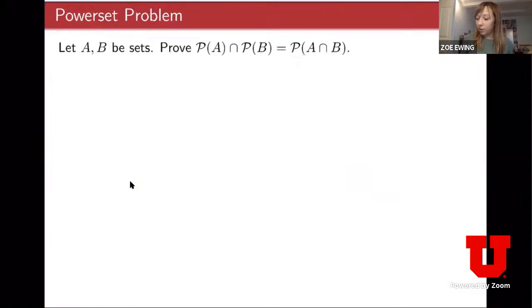All right, now we've got a power set problem. So A and B are sets, and we want to prove that the power set of A intersect with the power set of B is equivalent. Sorry, I had one little question.